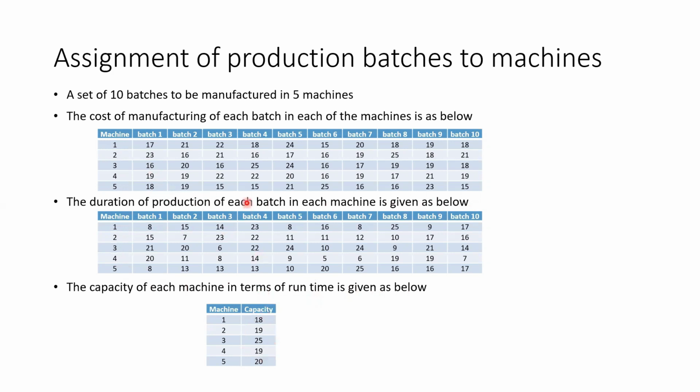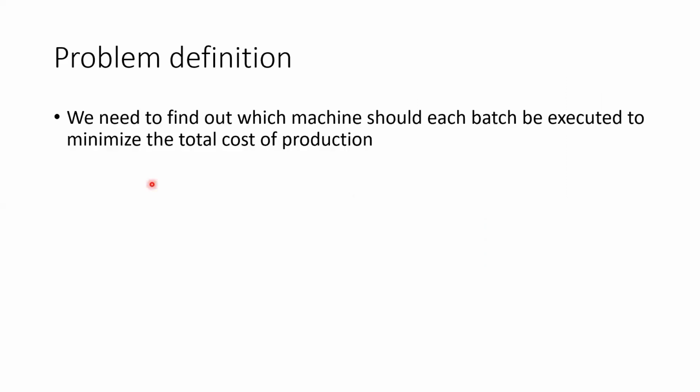So the problem is that we have to produce all the batches in those particular machines to minimize the total production cost, keeping in mind the constraint of capacity for each machine. So we need to find out on which machine each batch should be executed to minimize the total cost of production.